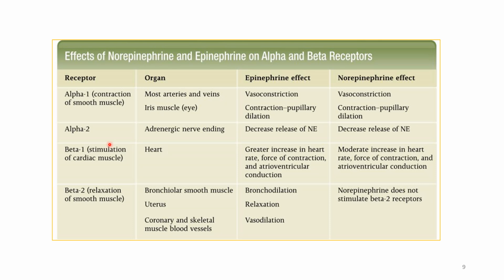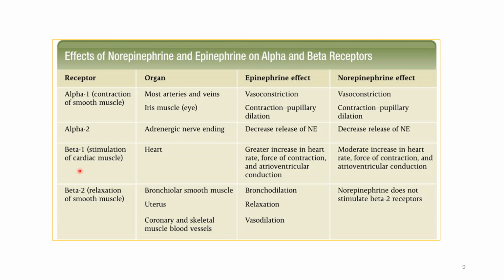Next, coming to alpha 2 receptors. They are present on the adrenergic nerve endings. It leads to decreased release of epinephrine and norepinephrine. So alpha 2 receptors are present on the adrenergic nerve endings and lead to decreased release of these neurotransmitters.